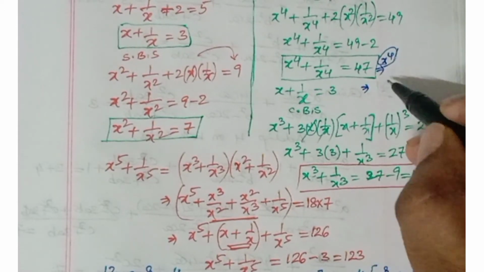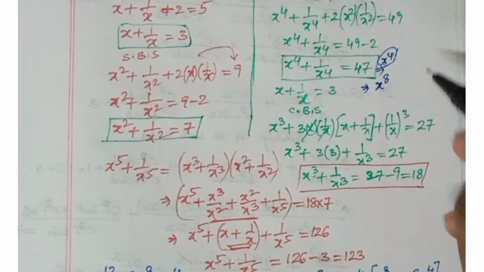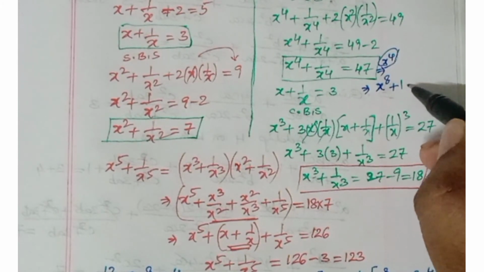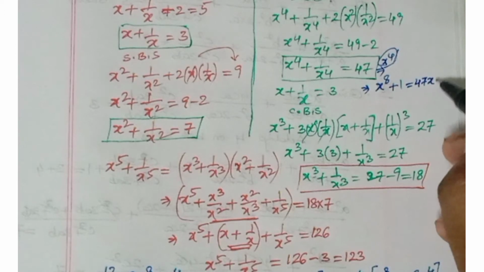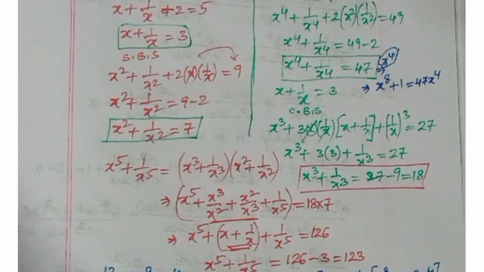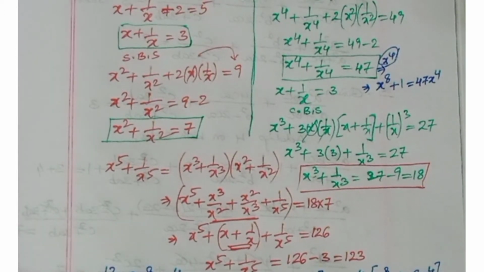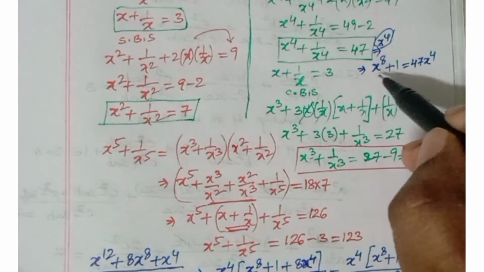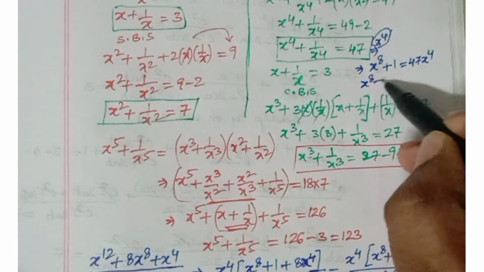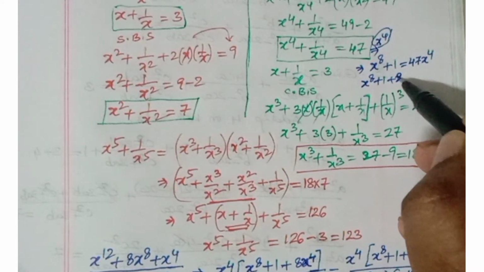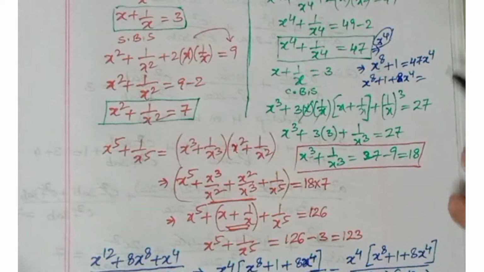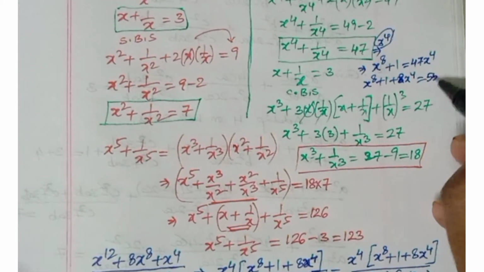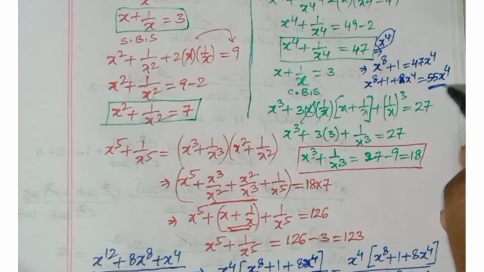What will we get here? x power 8 plus 1 is equal to 47 x power 4. But you want x power 8 plus 1 plus 8 x power 4. So x power 8 plus 1 plus 8 x to the power of 4 is equal to 55 x power 4. You can substitute here.